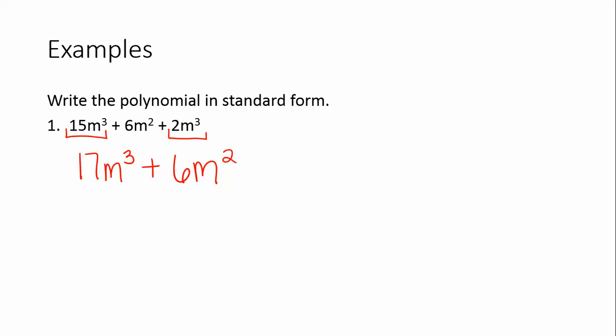And we do have it in standard form because the degree of the first monomial or term in the polynomial is 3, and the degree here is 2. And again, those degrees need to decrease from left to right.